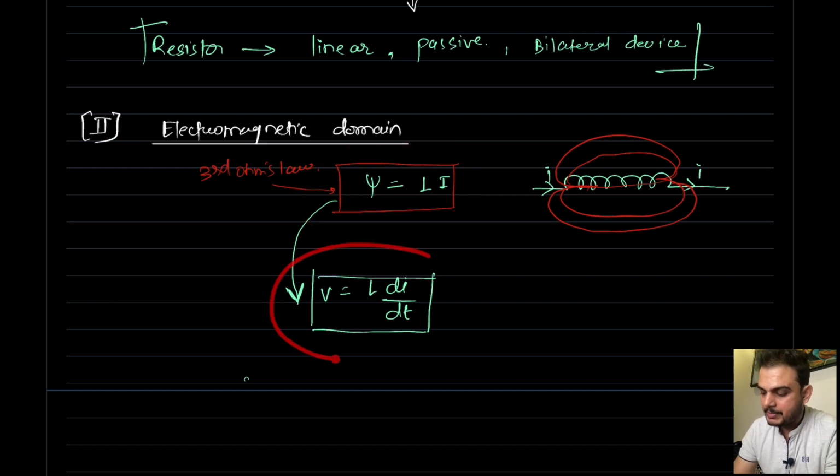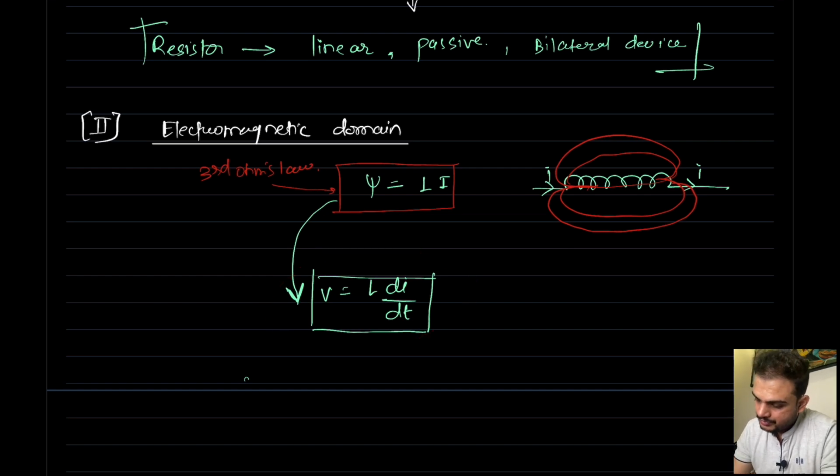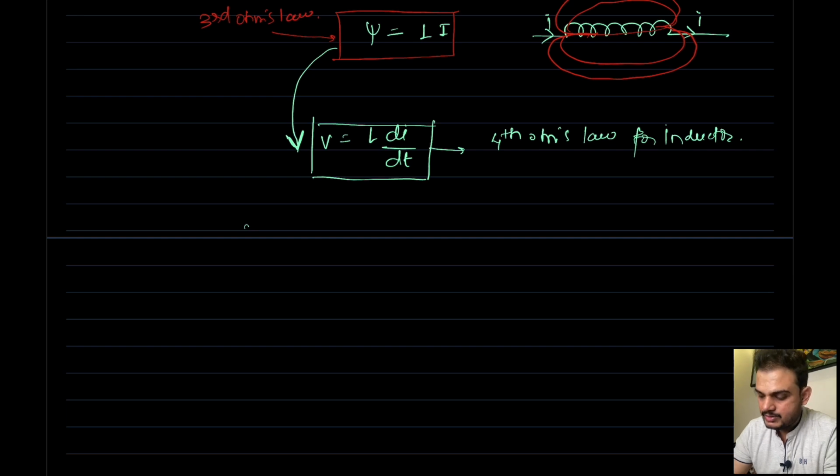And this is for lumped parameter. In the electric circuit subject, to understand the behavior of the inductor, we will use this formula. This is the Ohm's law, the fourth Ohm's law for the inductor. So V is equal to L di by dt, where V is the voltage across the coil, L is the inductance, and di by dt is the rate of change of current.